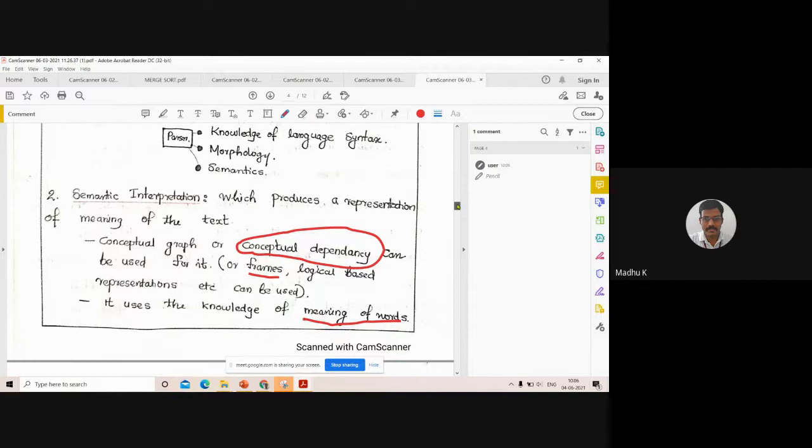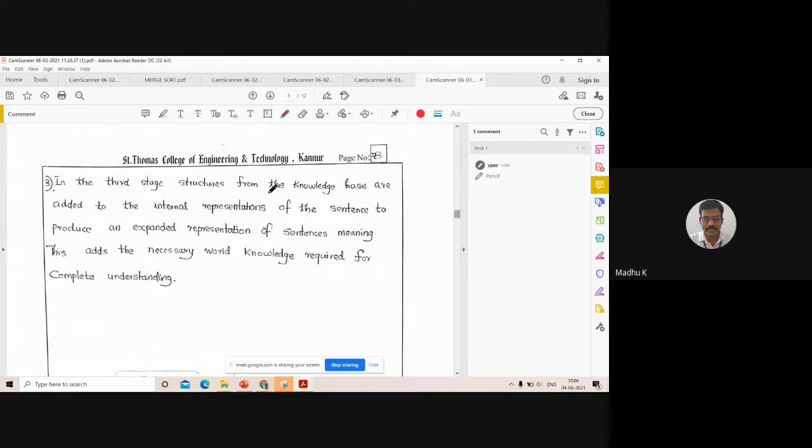Next, we go to the third stage. In the third stage, structures from the knowledge base are added to the internal representation of the sentence to produce an expanded representation of the sentence's meaning. In the second stage, what will we do? We will analyze the meaning and represent it in the conceptual dependency format or conceptual graph. Then in the third stage, we will additionally add the knowledge to that.